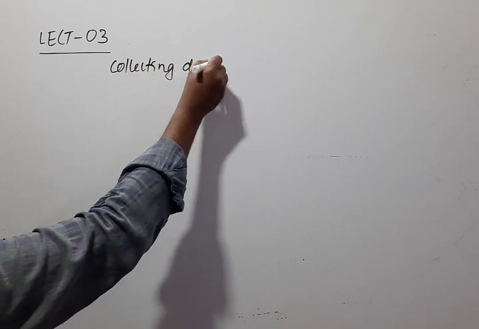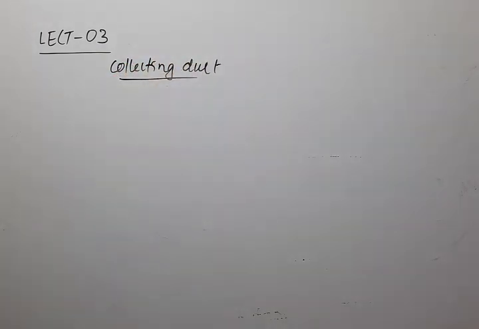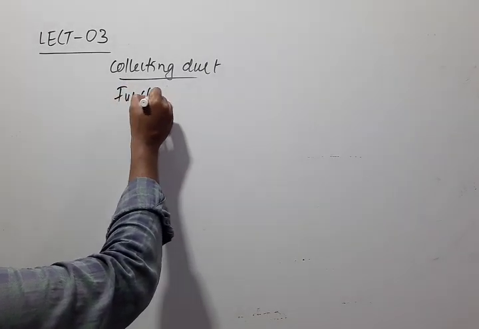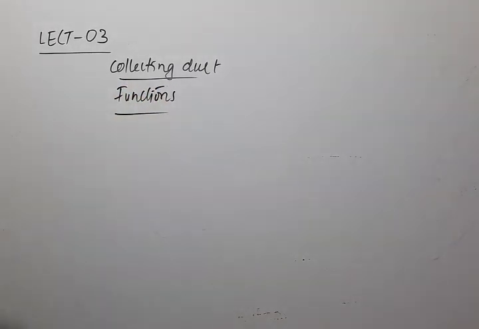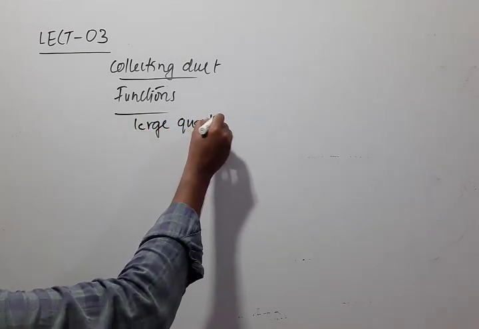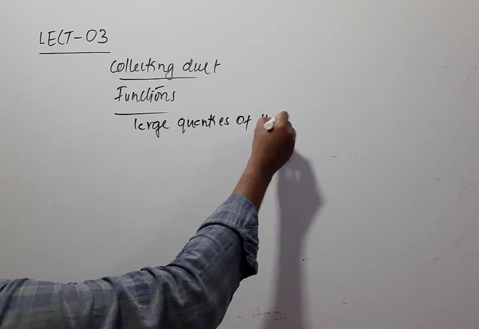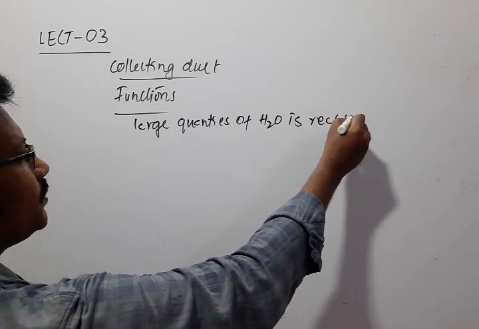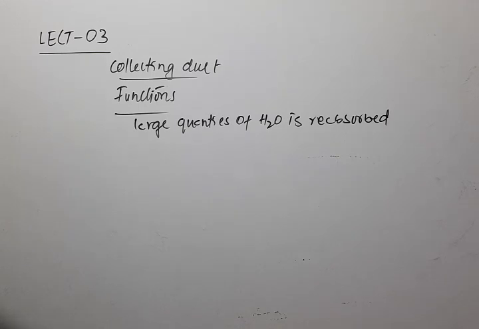Functions of collecting duct. So let's see the functions of the collecting duct. From the collecting duct, large amounts of water can be absorbed. So large quantities of water are reabsorbed from this segment, and this will help in producing more concentrated urine.